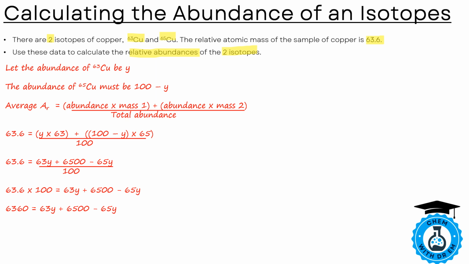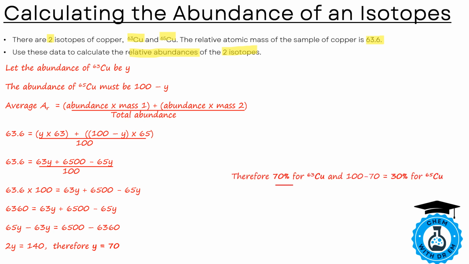If I rearrange that, because I don't want any negative numbers here, because I can't end up with a negative percentage, I end up with 65y minus 63y equals 6,500 minus 6,360. That leaves me with 2y equals 140, and therefore y equals 70. So that means it's 70% for copper-63 and 100 minus 70, which is 30% for copper-65.